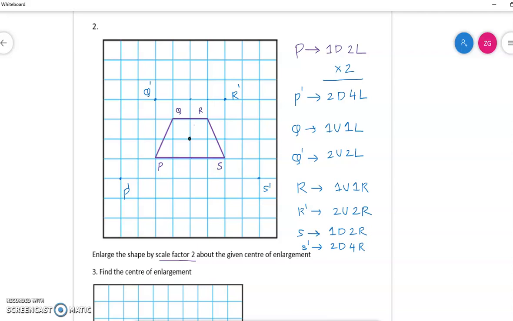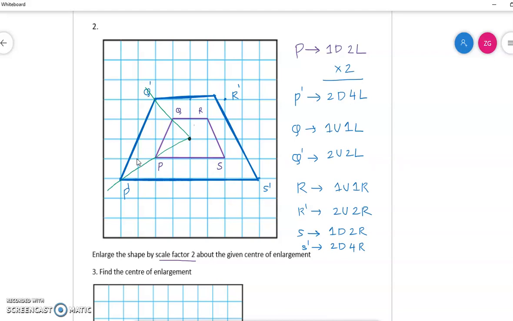Now let's join PQRS. You will get your required image. Now when you join the center to point Q and extend it, it will go through point Q dash. You can do it for all the points. Same way when you join center O to point P and extend it, it will go through point P dash, and you can double check that your working is correct.